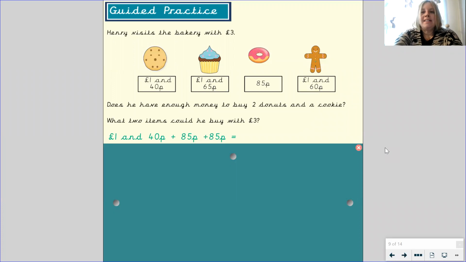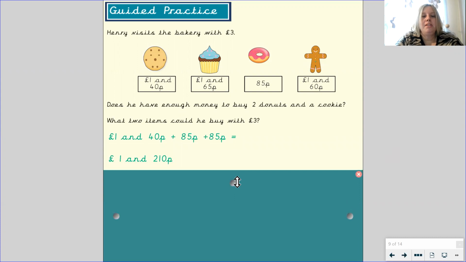So let's have a look and see how you got on. What was the first thing you needed to do? The first thing you needed to do was add the pounds and then the pence. Let's have a look and you can check what you have written. So we should have written that he has £1 and 210p.